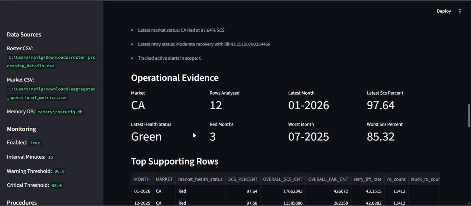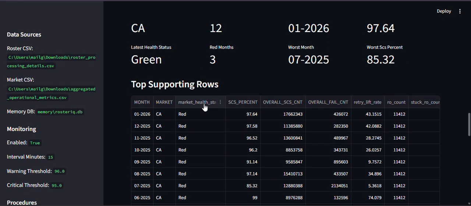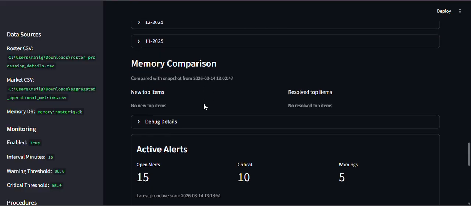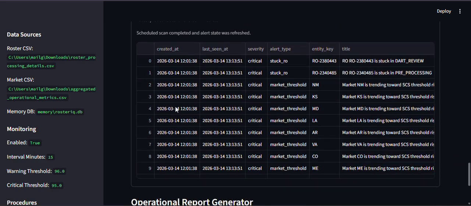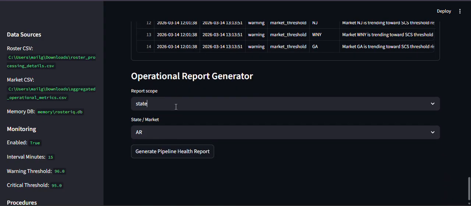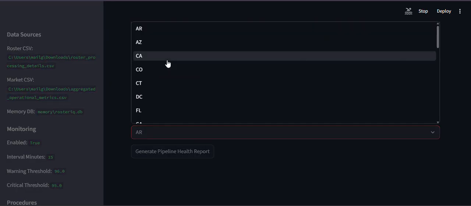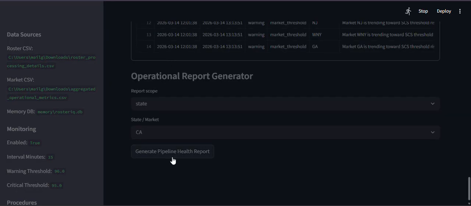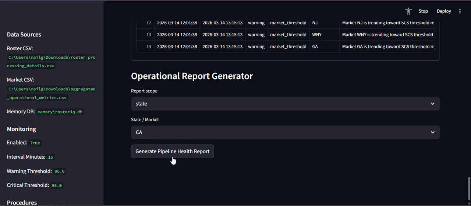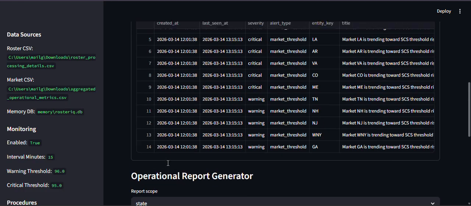As you can see, this is the operational evidence, and this is why these rows were flagged. This is the memory comparison UI card. These are the active alerts that I was talking about, and this is the operational report generator. Let's say I choose the report scope as state, and I choose the California market. When I click on generate pipeline health report, it will generate our report, and we can download it from here.